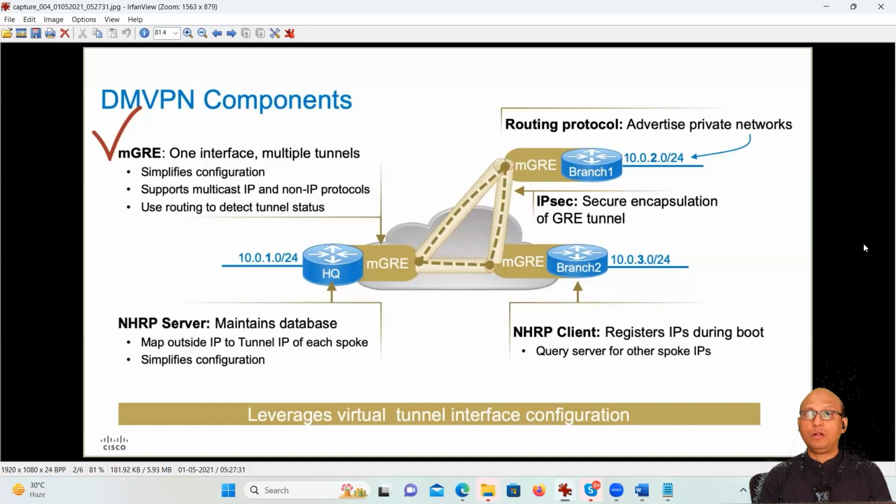So, the third and very important protocol that is involved in DMVPN is NHRP, Next Hop Resolution Protocol. Now, this is very important. This NHRP is being configured on headquarter and branches. What is the purpose of NHRP? What is the full form of NHRP? Next Hop Resolution Protocol.